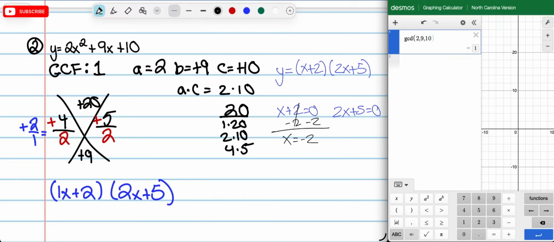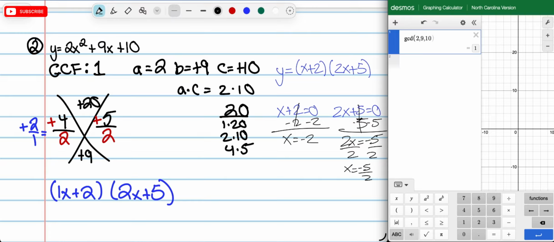And for the other one, we're going to subtract 5 on both sides first. The 5 goes away, bring down my 2x, and that's going to bring down to negative 5. I can divide by 2 on both sides, so x for this one will be negative 5 over 2.